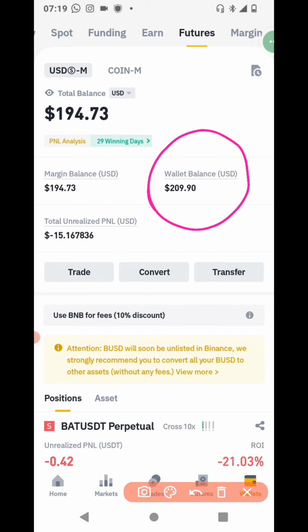So now let us go and explain something else. This PNL analysis tells you the overall health of your trades that are ongoing. When you tap on it, you see it is telling me what has happened here in the past 7 days. You can go to 1 month, 3 months, but in the past 7 days, I've made $17.